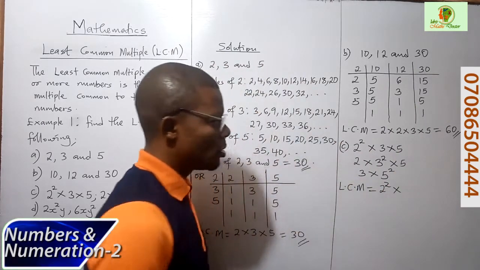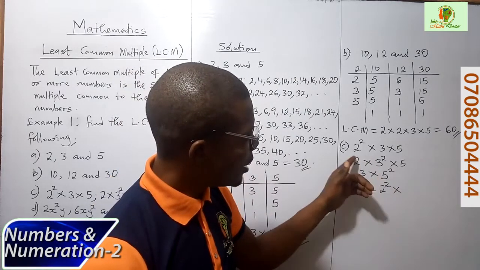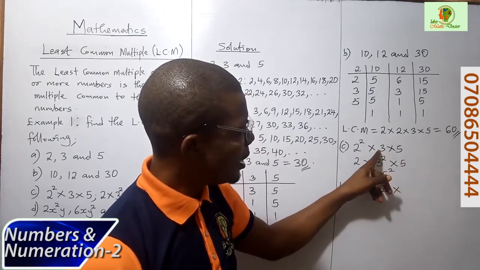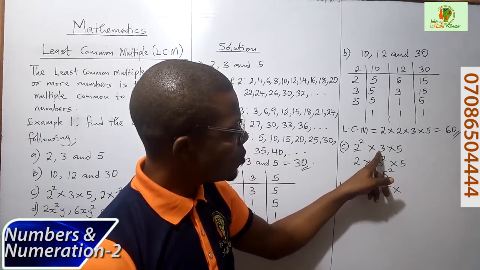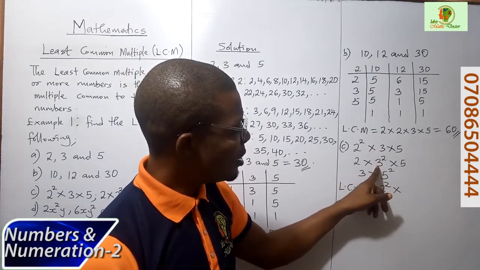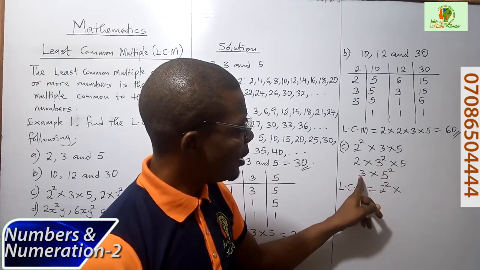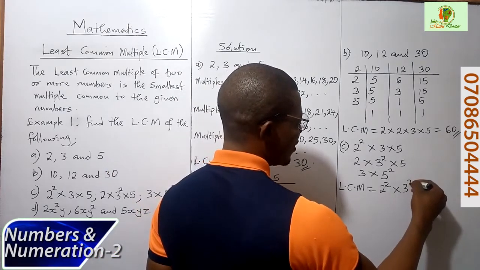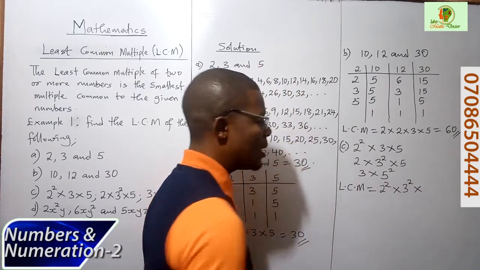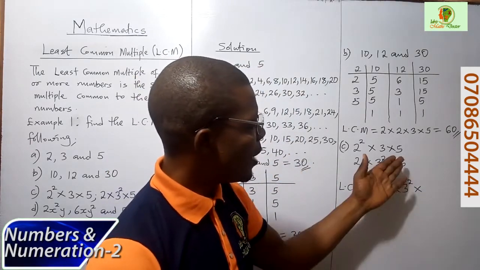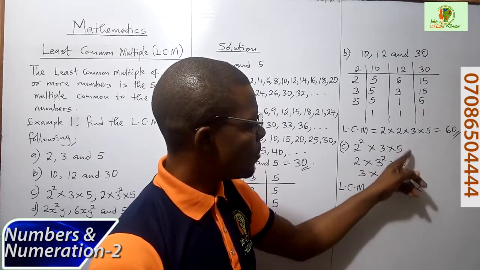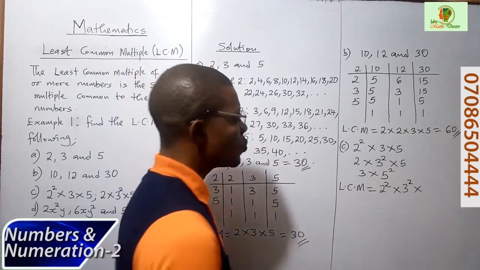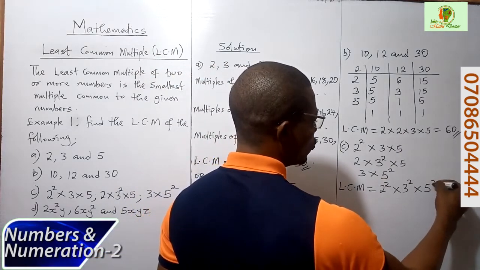Times the next number after 2. The next prime number you can see after 2 is what? 3. The power of this 3 is 1. The power of this 3 is 2. The power of this 3 is 1. So you pick the one with the highest power. That gives us 3 raised to the power 2. Then when you look at the 5, both are raised to the power 1, while this one is raised to the power 2. So you pick the one raised to the power 2.